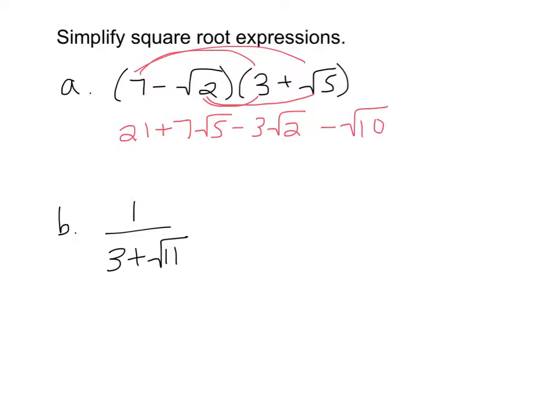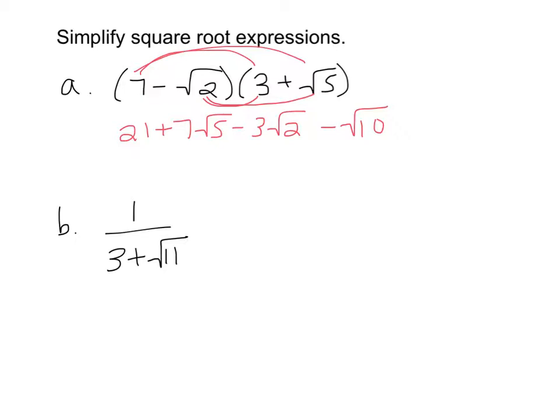And we're actually done with that question because, as you can see, none of these are like radicals, so we can't combine any of them. And we also can't simplify any of the radicals because none of those radicands are divisible by a perfect square. So that's it on that question.